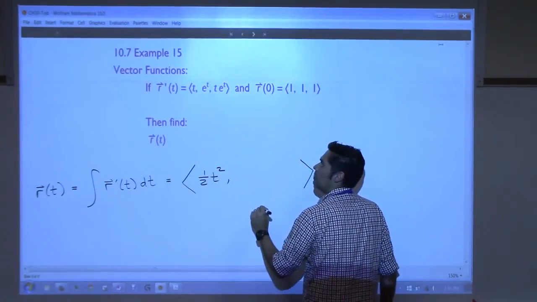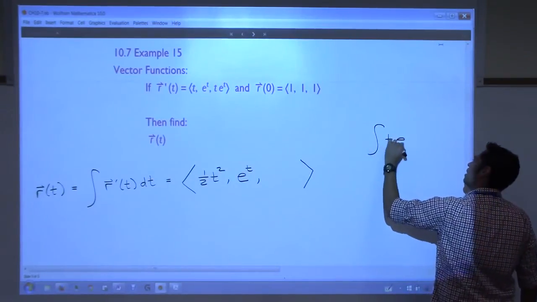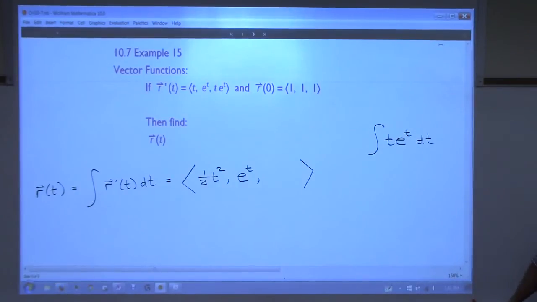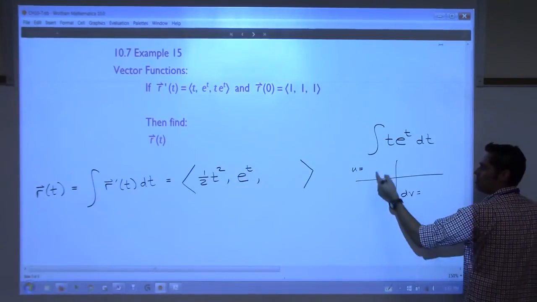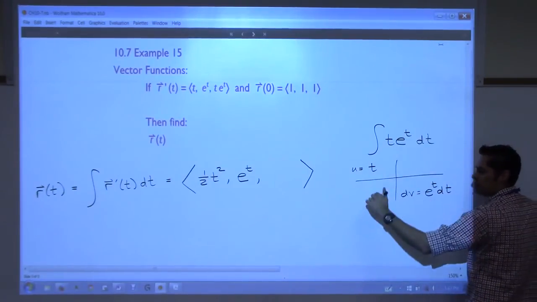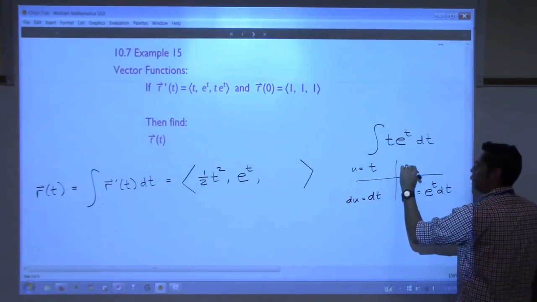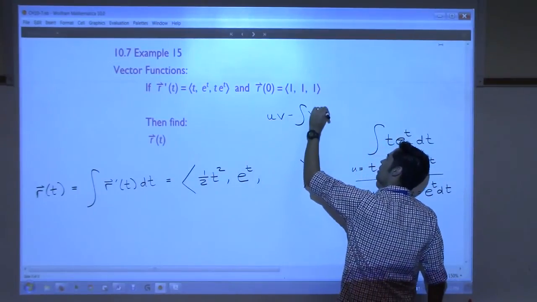Okay, and then e to the t. And then how would you integrate t e to the t dt? Wolfram Alpha? No. So integration by parts. Again, depending on how you saw it, the way I do it in my classes is we choose what u is, we choose what dv is. So in this case, u would be t, and dv would be e to the t dt. And then we go down, take the derivative here, du is dt, and v is e to the t. And then we do the formula for integration by parts, which is uv minus the integral of v du.